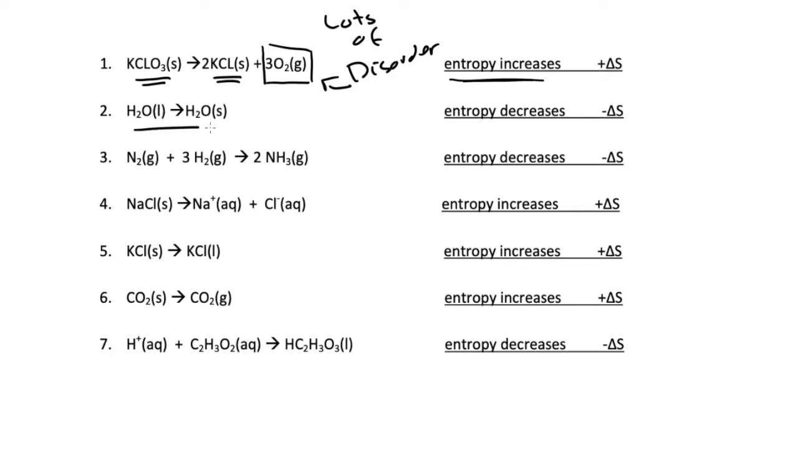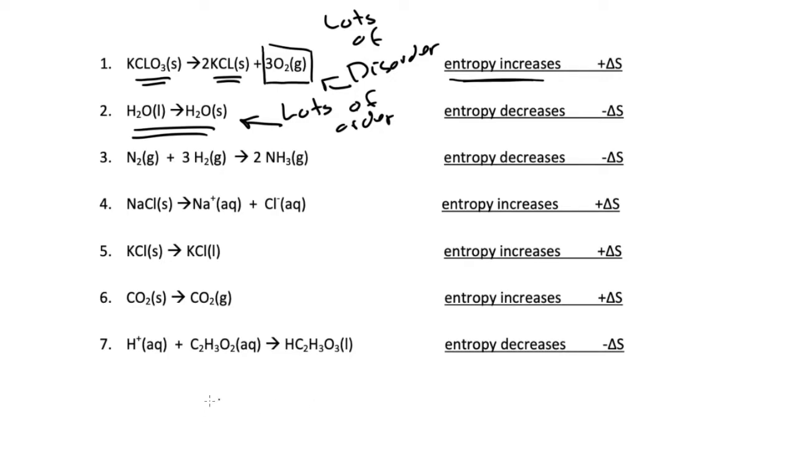Okay, so what about this one? We've got liquid going to a solid. Well, a solid's got lots of order, right? Because we get the solid there. And so we're going in the other direction, so it's going to be a negative.